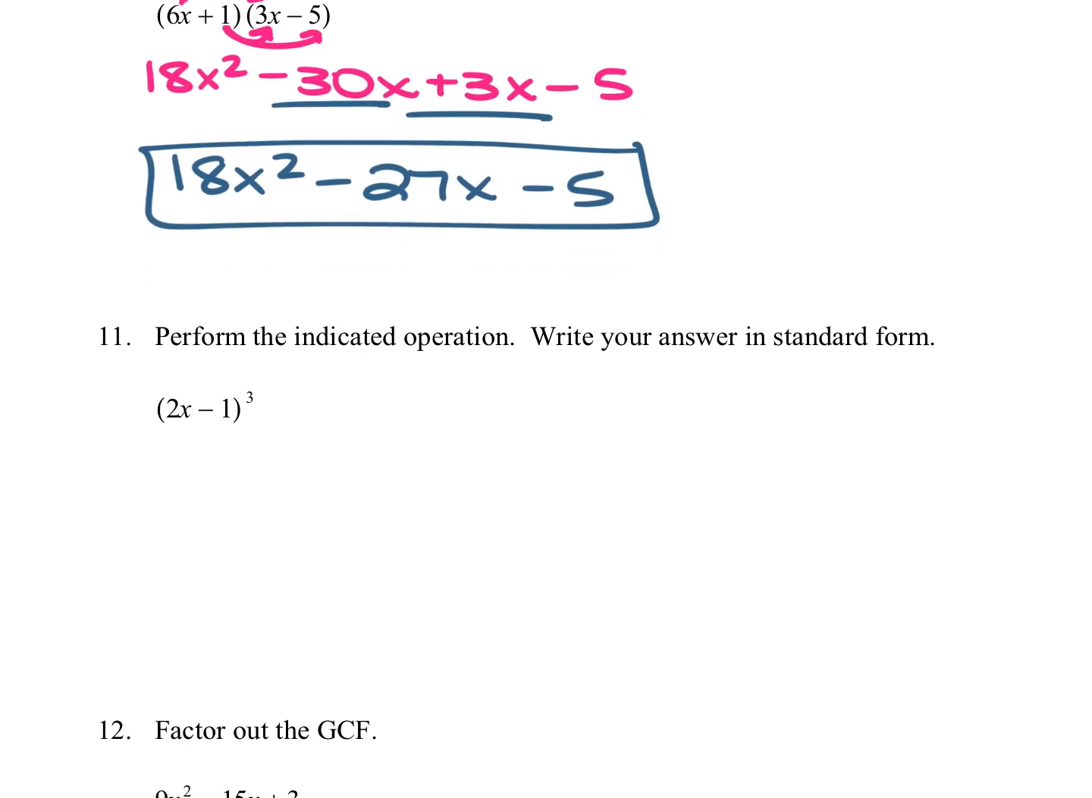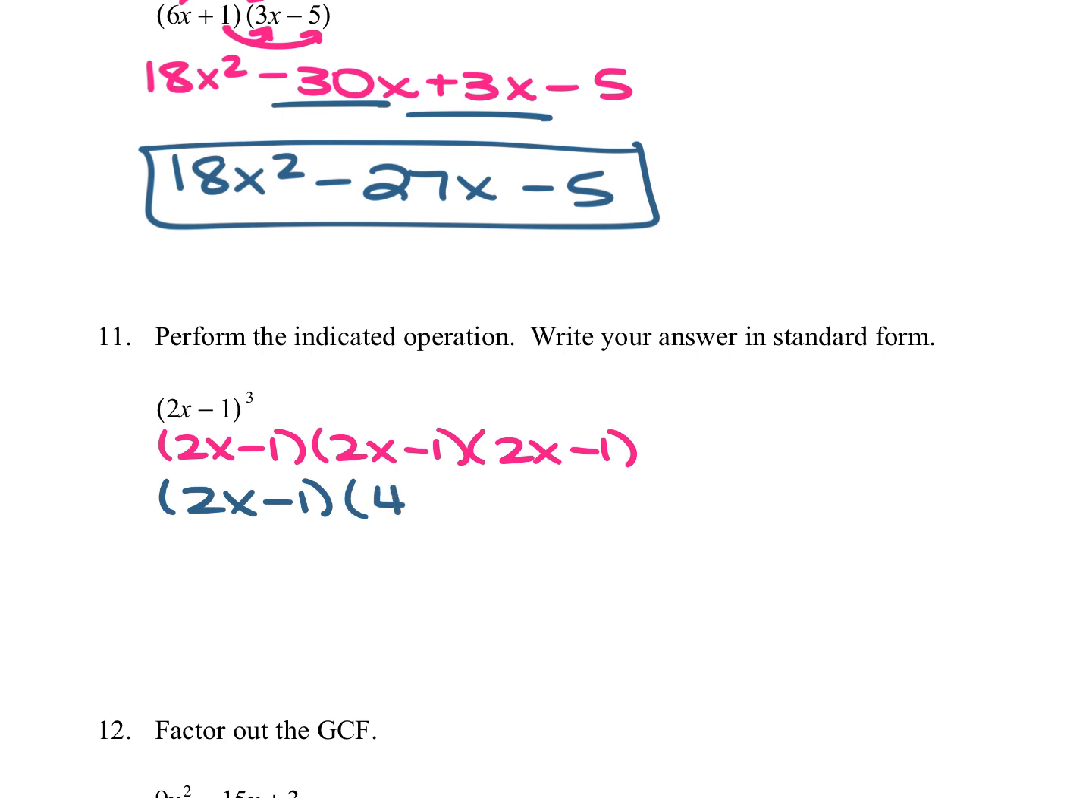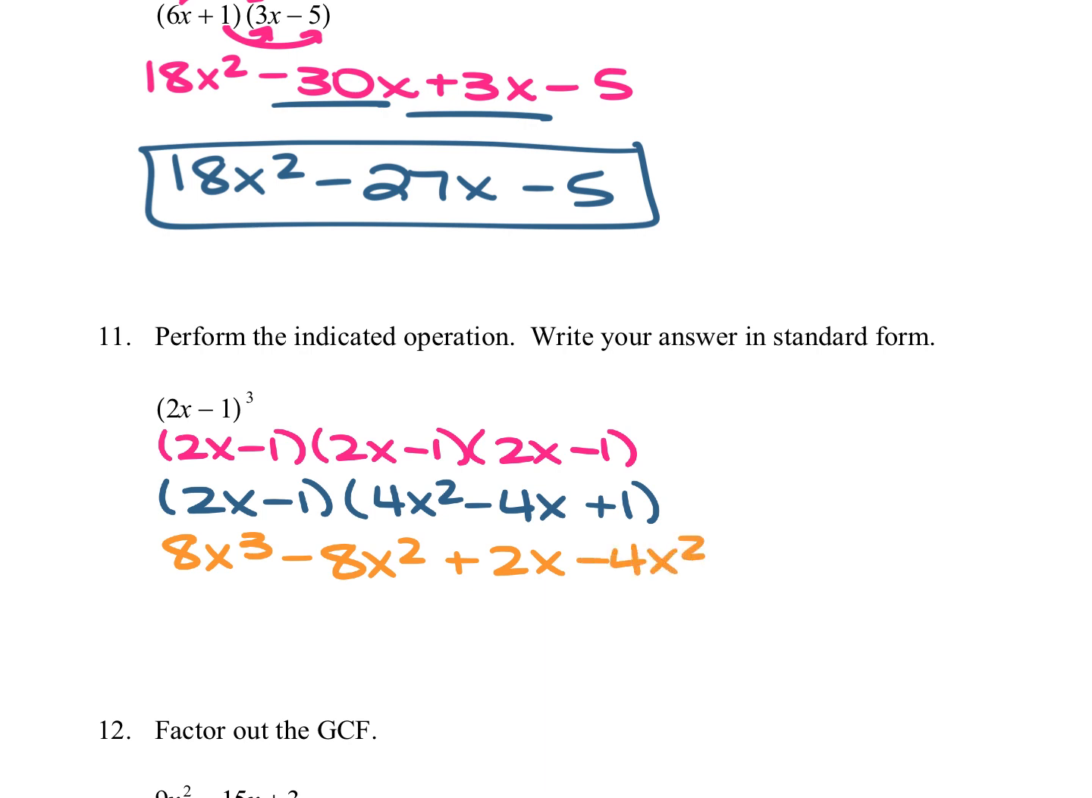For 11, you have a binomial cube, so we're going to separate this to where that binomial is next to each other or multiplied 3 separate times. So you have 2x minus 1 cubed. That is the same as 2x minus 1 times 2x minus 1 times 2x minus 1. I'm going to FOIL out the last two first. So it's going to give me 2x minus 1 times 4x squared minus 4x plus 1. From here, I'm distributing the 2x in, then I'll distribute the negative 1 in. So that gives us 8x cubed minus 8x squared plus 2x minus 4x squared plus 4x minus 1.